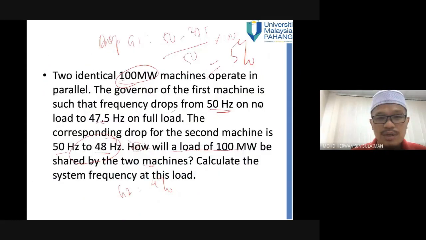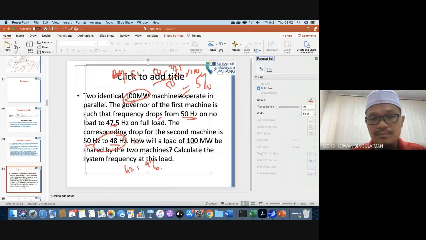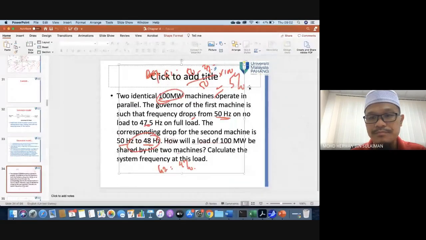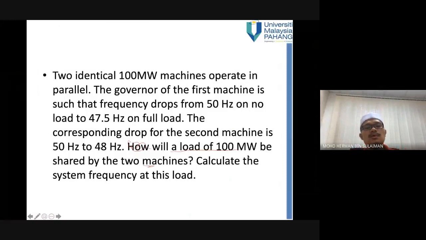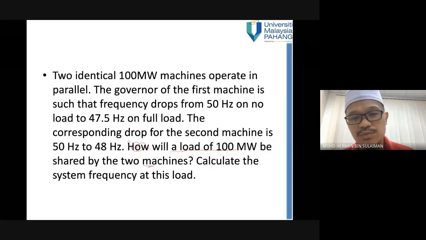Okay, let's take a look at this example. Two identical 100 megawatt machines operate in parallel. The governor of the first machine is such that the frequency drops from 50 Hz on no load to 47.5 Hz on full load.